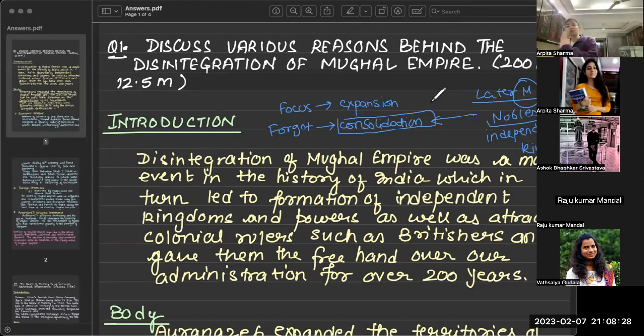Focus of Aurangzeb was on expansion, but he forgot about consolidation, because of which the later Mughals, who were already weak in public administration, could not handle the consolidation, and the nobles in the court of later Mughals took advantage of this situation and created their own independent kingdom, hence breaking down the Mughal Empire. This is the 5-line introduction.